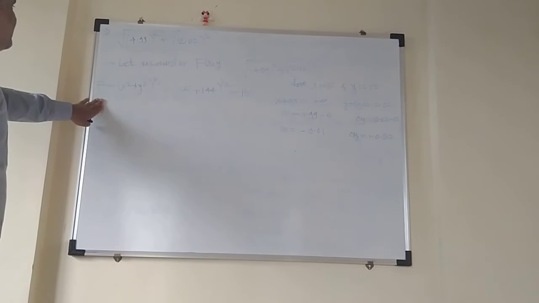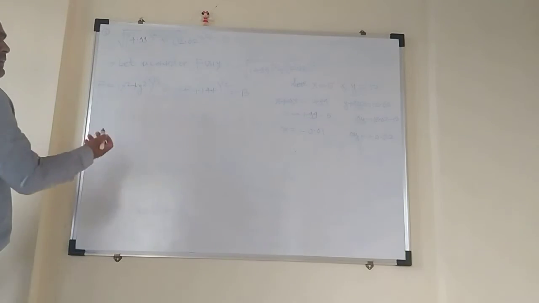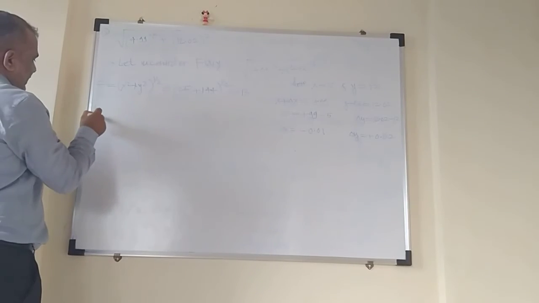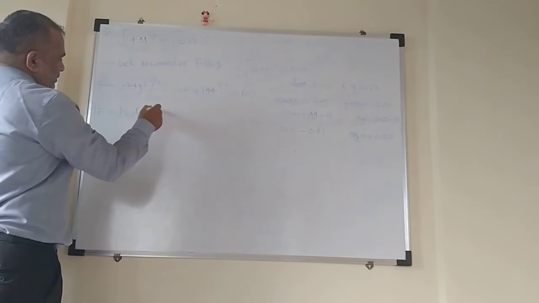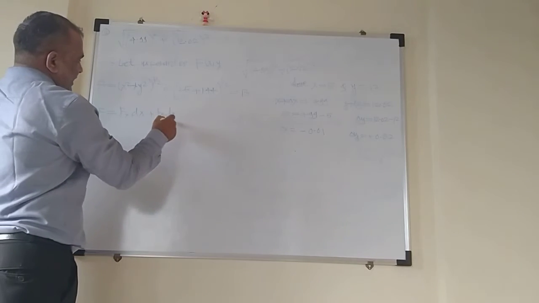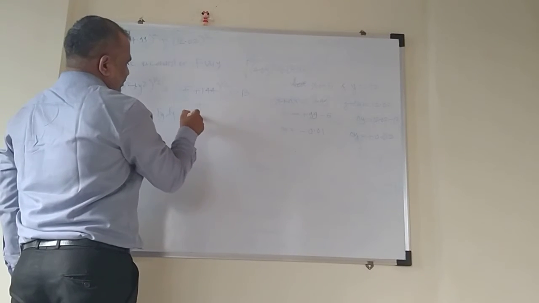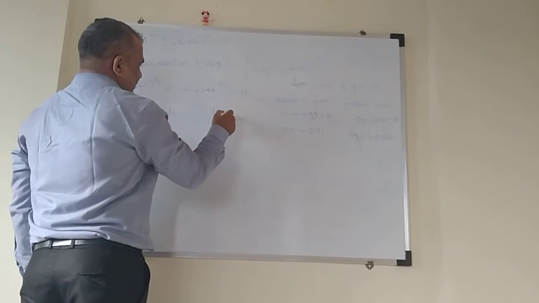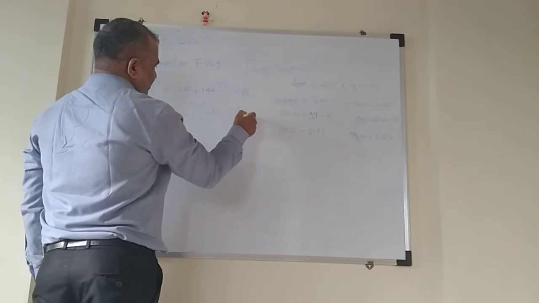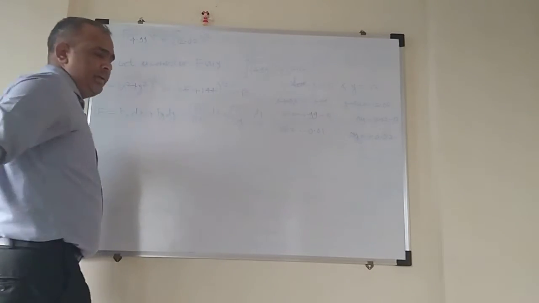Now differentiate this given function to get the total differentiation. So df is equal to fx dx plus fy dy, and this is nothing but the partial differentiation of your given function with respect to x into dx, plus the partial differentiation of your given function with respect to y into dy.